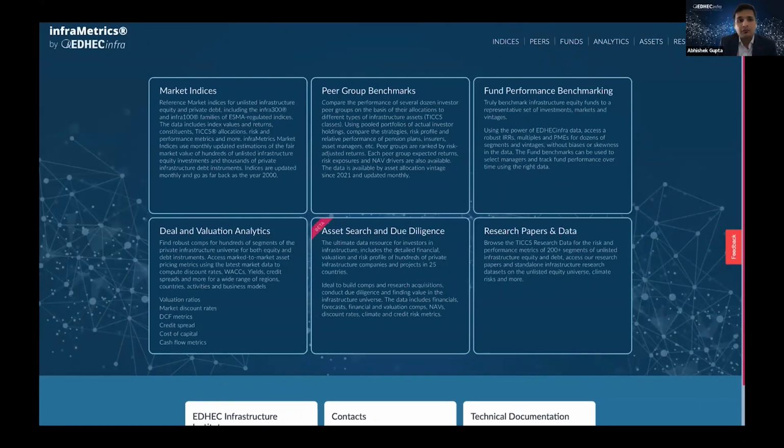It's a platform where we provide data on infrastructure, going from benchmarks to fund benchmarks to some analytics about deals and valuations. And very soon we are going to launch a product that will look at individual assets. It will offer you financials, valuations, and some climate risk data as well on individual deals. So it really is a platform which can take you from the individual asset level up to the benchmark level, whatever your use case is.